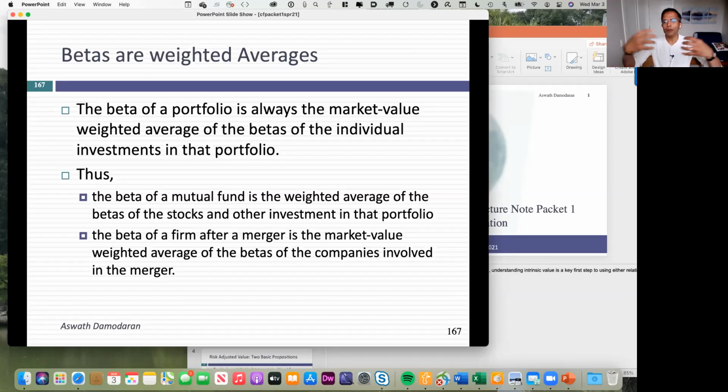If you have two companies that come together in an acquisition, you say, what will the beta of this company be after the merger? Guess what? It's always going to be a weighted average of the betas of the two companies involved in the merger. Or you give me a multi-business company. So what's the beta of this company? The beta of a company is a weighted average of the betas of the businesses that this company is in.